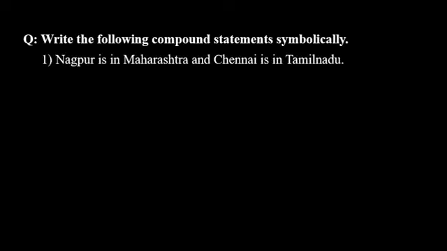Now let us see some examples. Our question is, write the following compound statements symbolically. That means some compound statements are given and we have to write them in symbolic form. First question: Nagpur is in Maharashtra and Chennai is in Tamil Nadu. Here two simple statements are connected by and, so the name of this compound statement is conjunction.